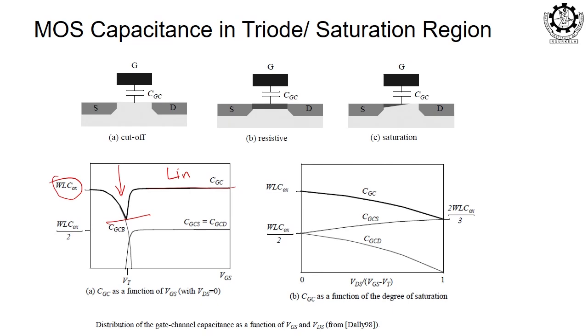So, this is how the total capacitance is formed. In case of saturation it is more on the source side, drain side it is not there. In case of linear it is equally distributed. In case of off it is only overlap capacitance. Okay. So, we will continue after this in the next class.